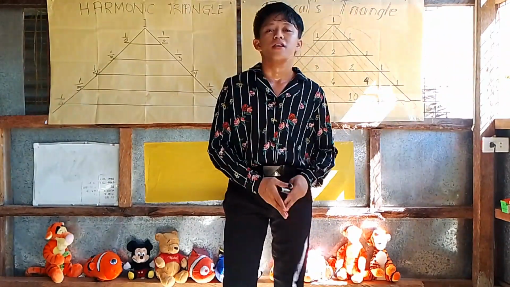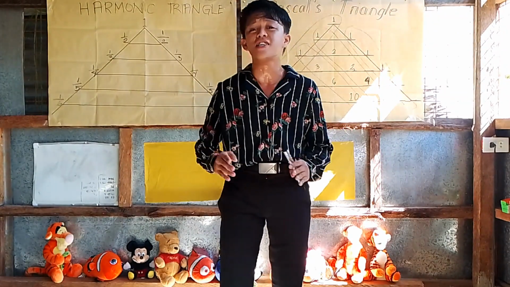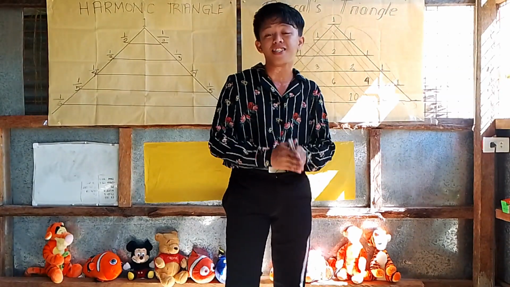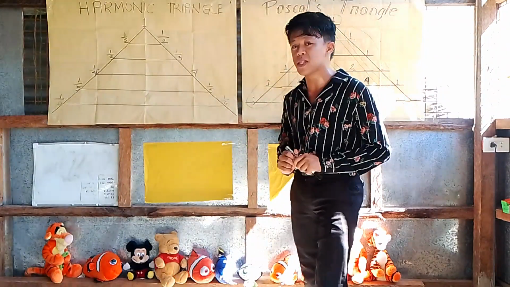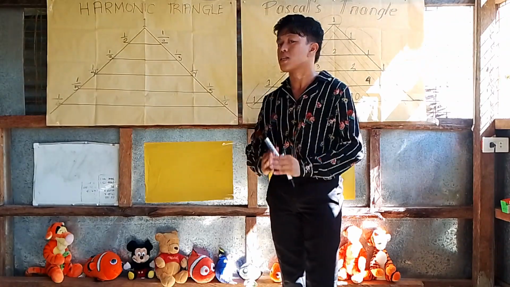Now, in the harmonic triangle, each column is formed by taking quotients of the first column with the corresponding columns of the arithmetic triangle.